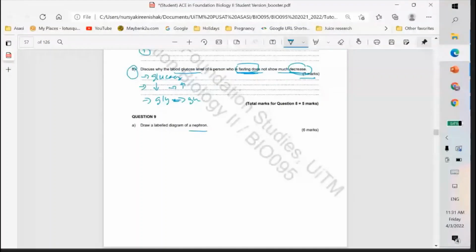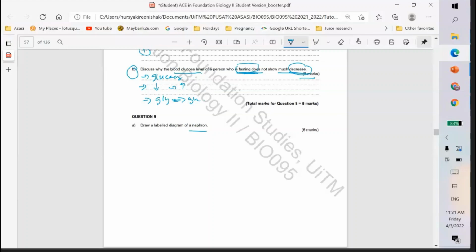Glomerulus, and then proximal tubule. Sebelum proximal tubule, Bowman's capsule. Proximal tubule, okay, descending loop of Henle, okay, thin segment of ascending limb of loop of Henle, okay, thick segment ascending loop of Henle, right, distal tubule, right, and collecting duct.